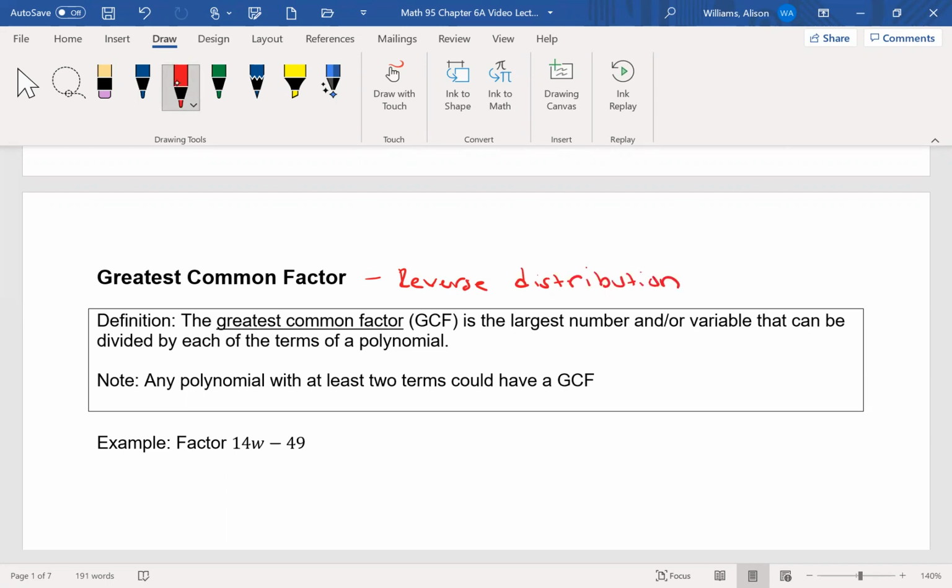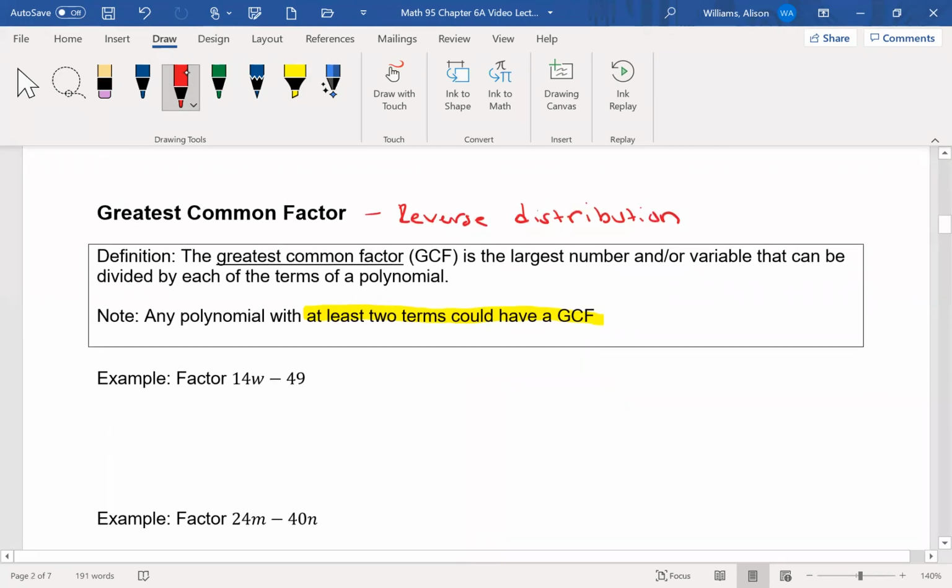And just a quick note that I want to point out, because this is something that's going to be important later. Any polynomial with at least two terms could have a GCF. I'm going to highlight that. That's an important fact that we are actually going to reference later on. Okay. So basically what I'm saying is that a greatest common factor, or GCF, is kind of like the most basic factoring, and therefore it's something we're going to get into the habit of looking for. And a lot of our factoring is going to be using it. So we want to practice this and feel really good about the greatest common factor.